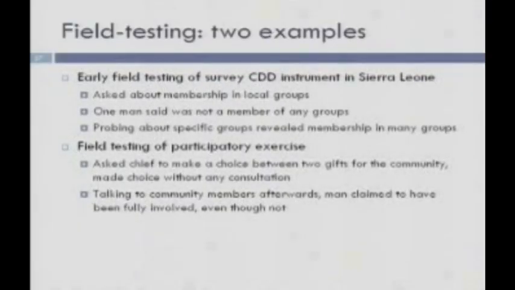Let me give some examples here. This is an example from Sierra Leone. They asked people, what groups are you a member of? And somebody said, I'm not a member of any group. What they switched to was developing a list of all the groups, the religious groups or credit associations, rotating credit associations. If you have a list of the groups and you say, are you a member of this group? Are you a member of that group, et cetera? That's a much better way of collecting data.